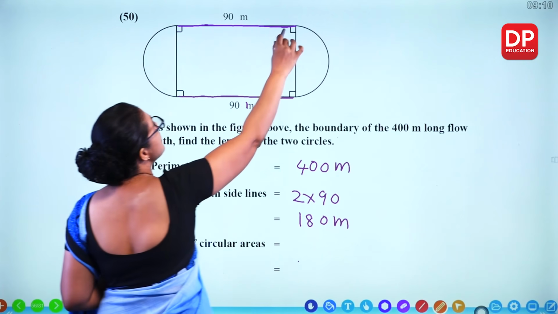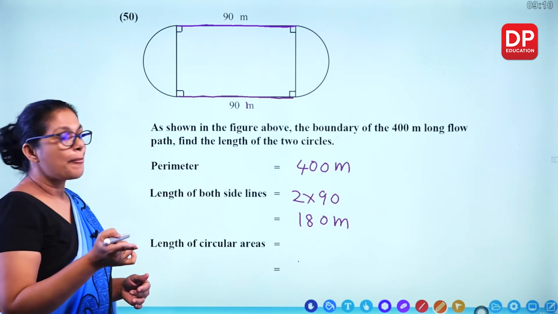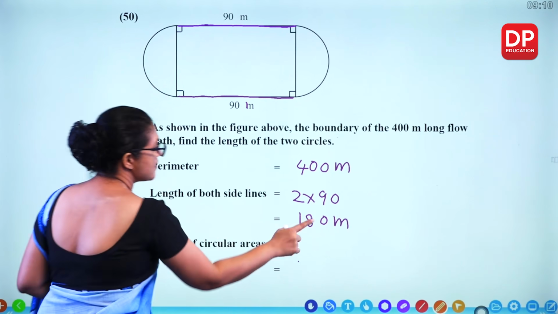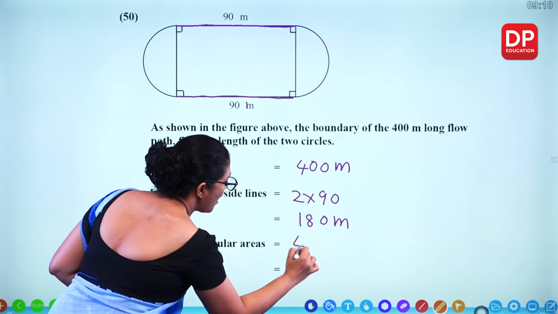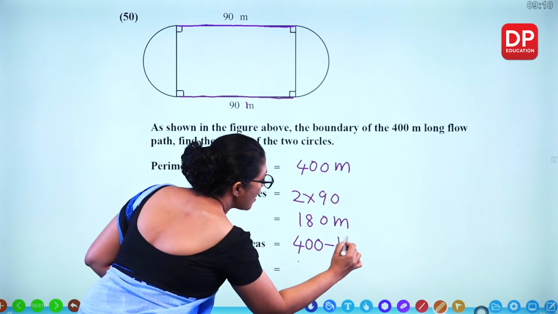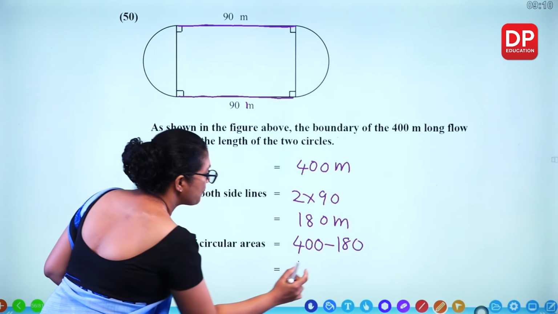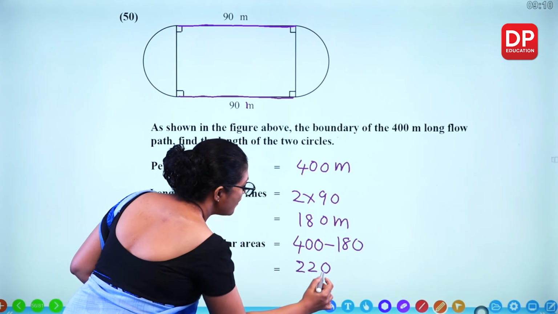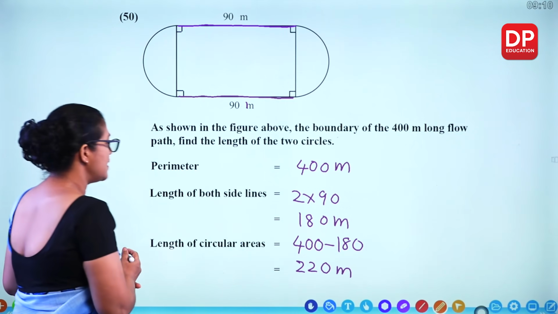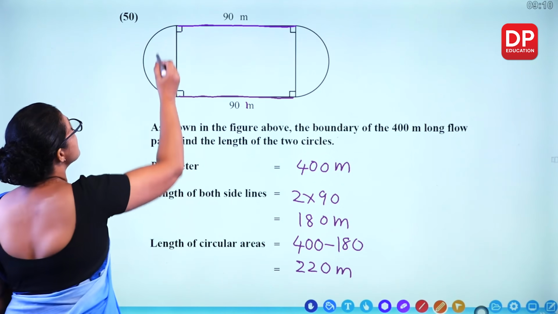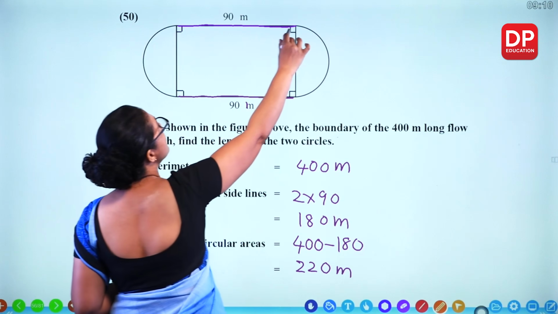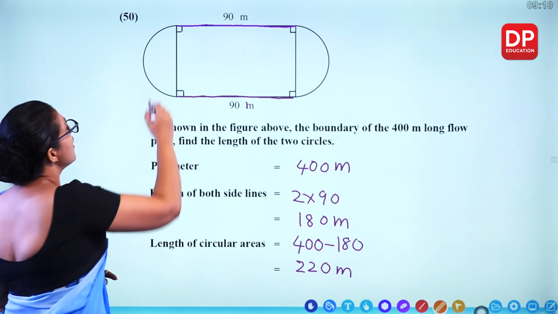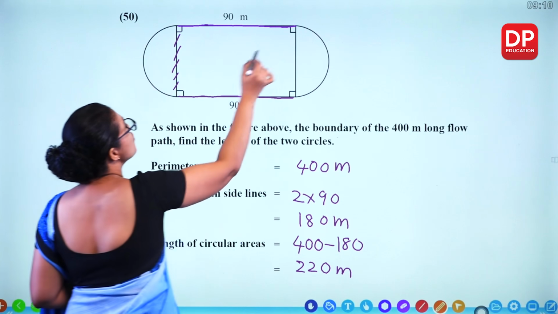So length of the circular area. So this one and this becomes the perimeter minus the two lengths. So perimeter is 400 minus 180. You get 220 meters is the length of circular paths. This one and this one. So that's the length. We are not taking these two.